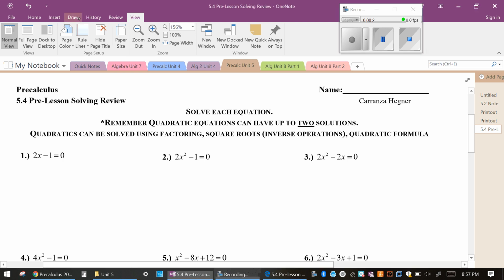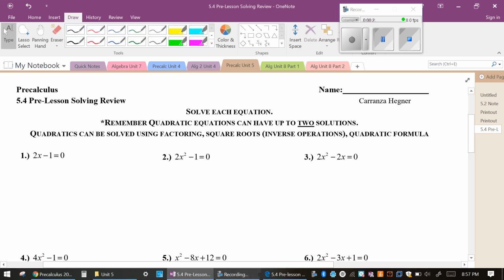Now, there are a few things that are written at the top of your paper that are really, really important. Quadratic equations, because the highest exponent is a 2, x squared, can have up to 2 solutions, whereas a linear equation, like number 1, because it's only x to the first power, can maximum have 1 solution. When it comes to quadratics, they can be solved by factoring, square roots, which are called inverse operations. I call that SADMEP, the order of operations but backwards, or the quadratic formula.